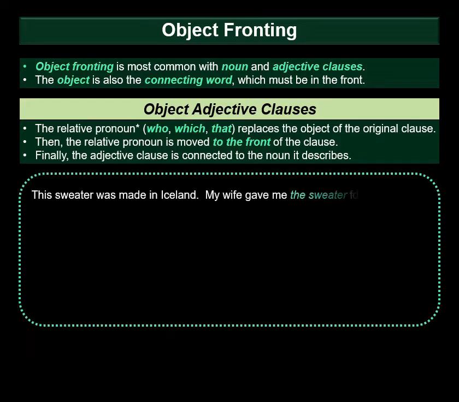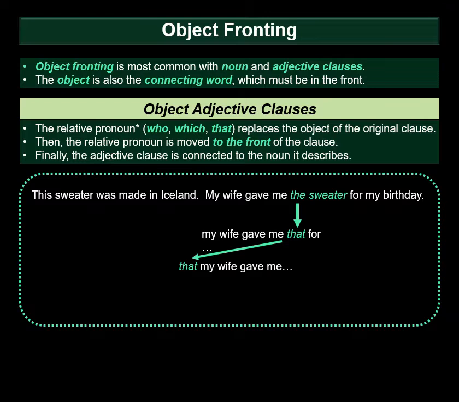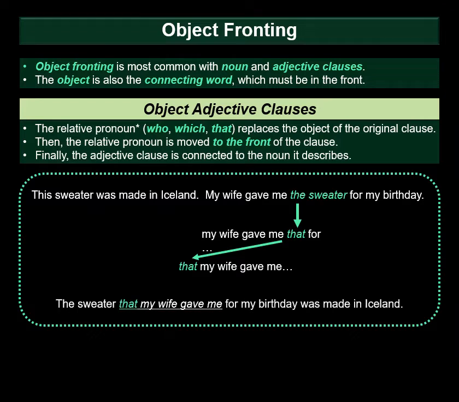It looks like this. The sweater was made in Iceland. My wife gave me the sweater for my birthday. The sweater is the object. So we change the object sweater to that, and then move it all to the front. That my wife gave me. And now the new sentence is, the sweater that my wife gave me for my birthday was made in Iceland.